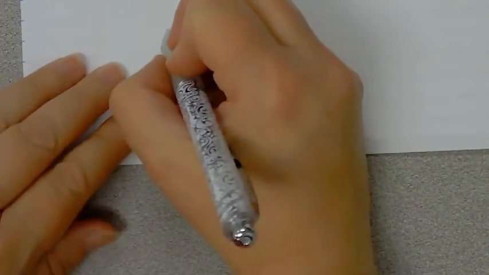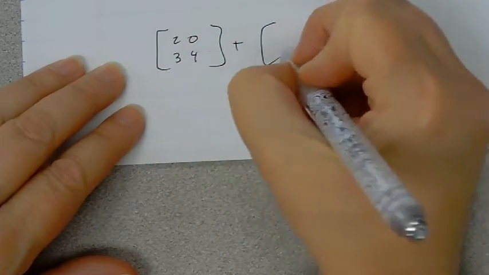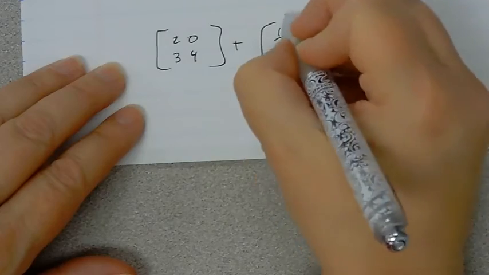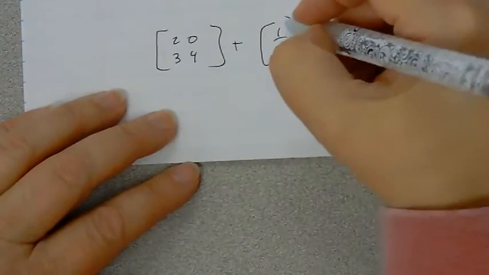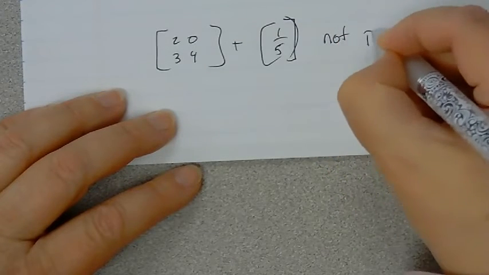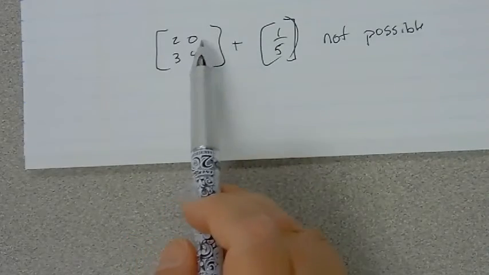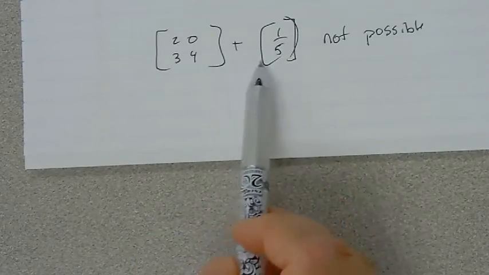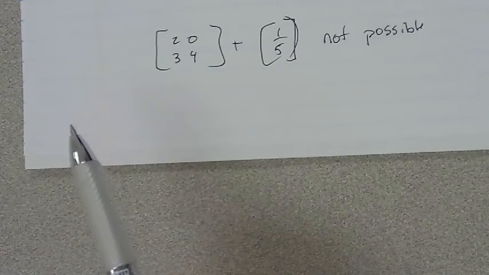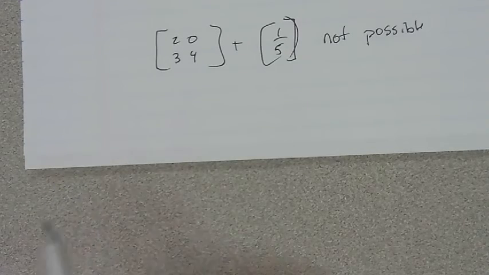If I had something like a 2 by 2, and I wanted to add a 2 by 1, whoops, I messed up on how I wrote that. I could not even add this, because these have to be the same dimensions. I don't have anything to add to the 0, so this one would be not possible. Do one last thing on this video.